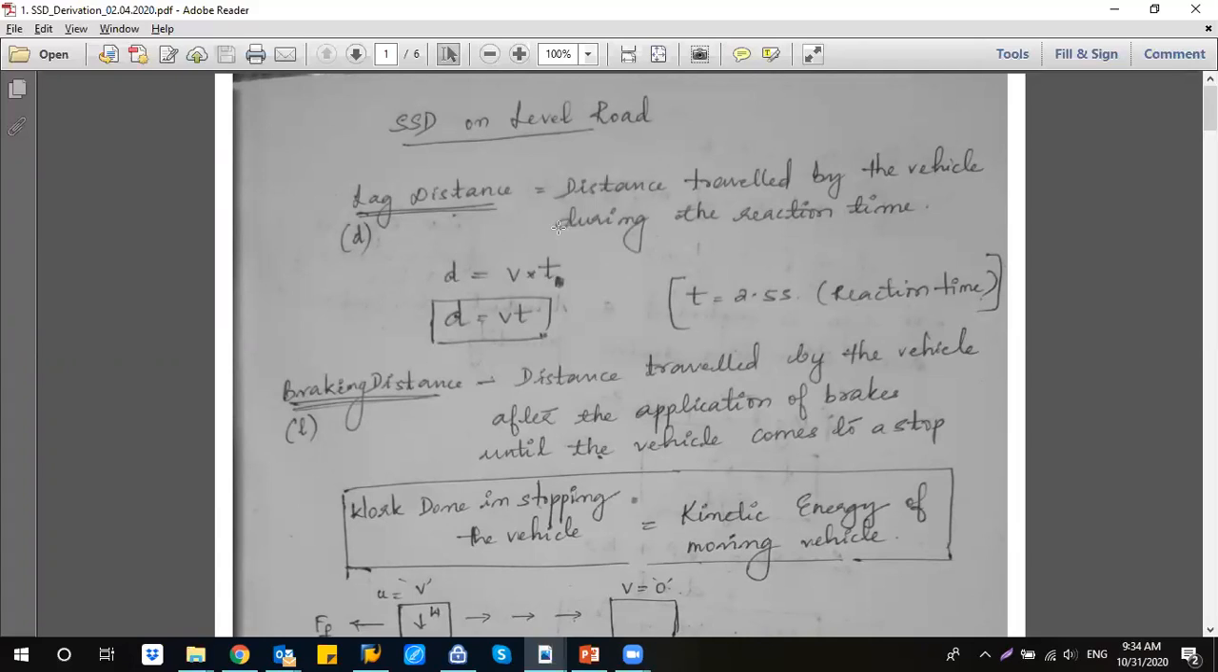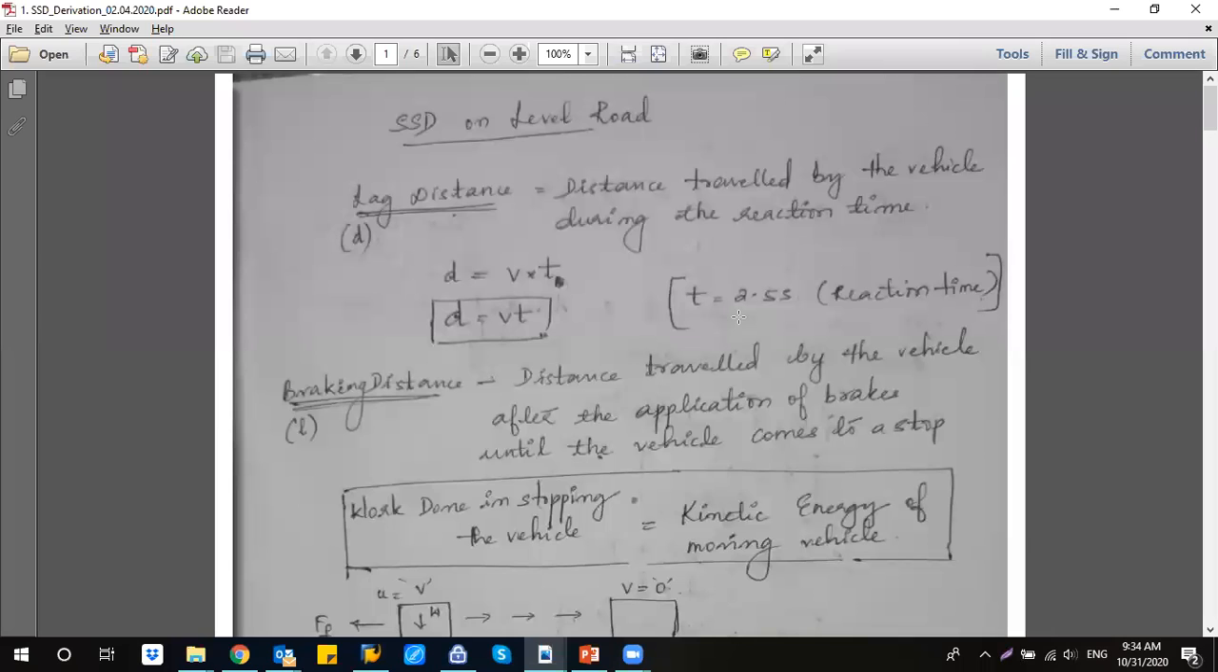So here the time, which is indicated as small t, is nothing but the reaction time of the stopping sight distance. That is, as I said, 2.5 seconds. Now you have another thing which is called the braking distance. That is nothing but the distance traveled by the vehicle after the application of brakes until the vehicle comes to a stop. When you are suddenly stopping the vehicle, you can realize, right?